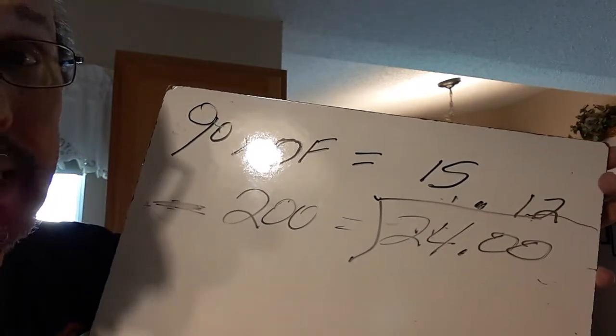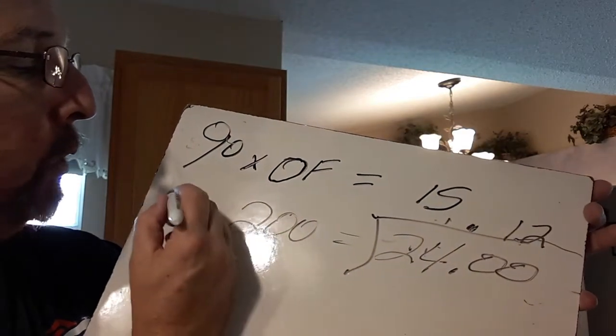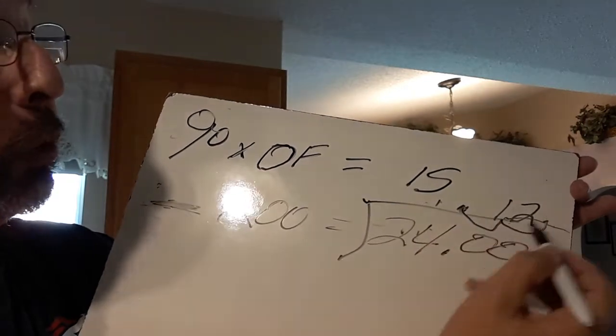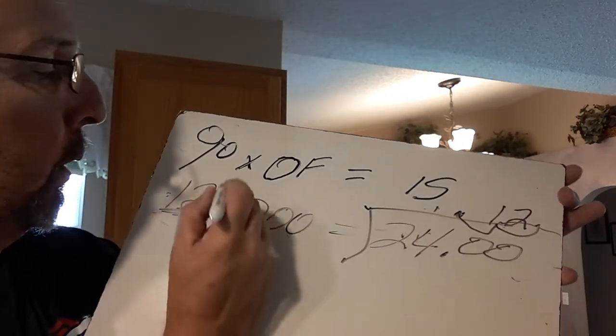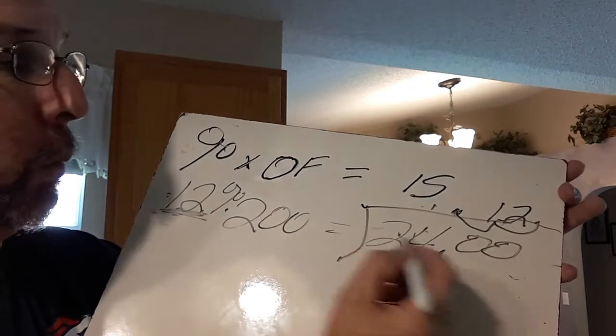What do I do with that decimal? It's asking for the percent, isn't it? I don't want to put 0.12. It's not 0.12%. It is 12%. Decimal to a percent, 2 places to the right. 12% of 200 equals 24.